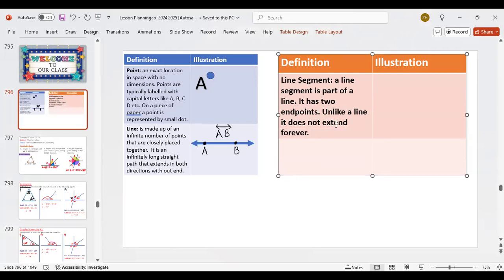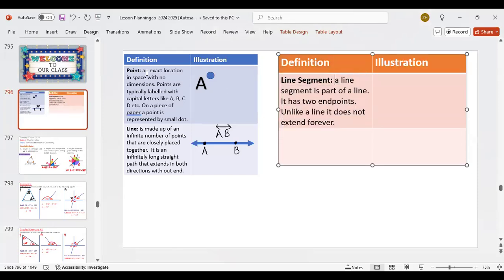Yes, sir. So how is a line segment different from a line? A line extends forever. A line segment doesn't extend forever, and a line extends forever. Very good. A line extends forever in both directions, but a line segment has a starting and ending point. So can we use this symbol for a line segment? No, sir. So how are we gonna change it?